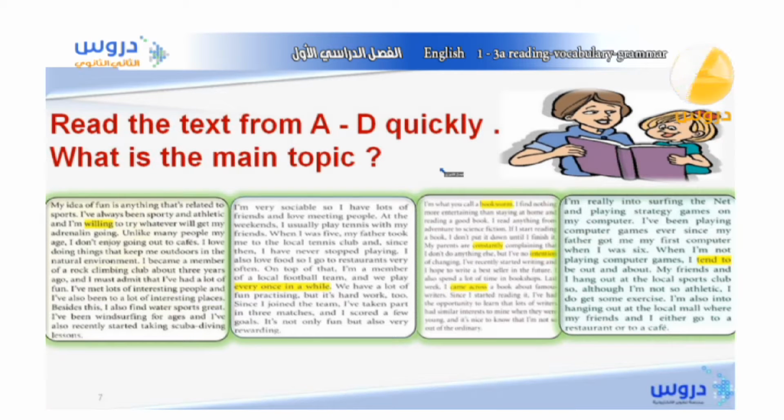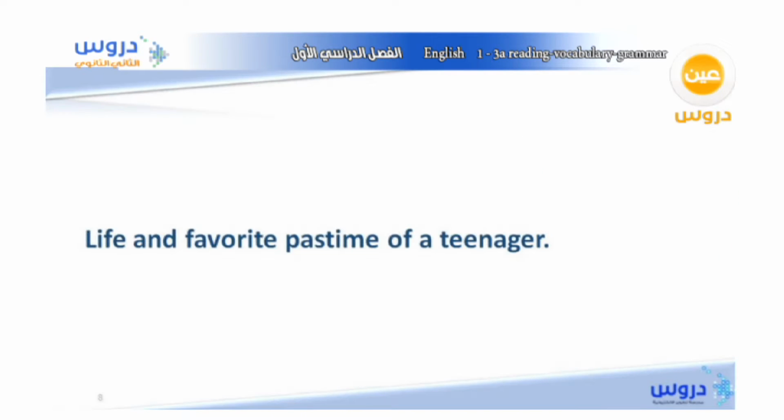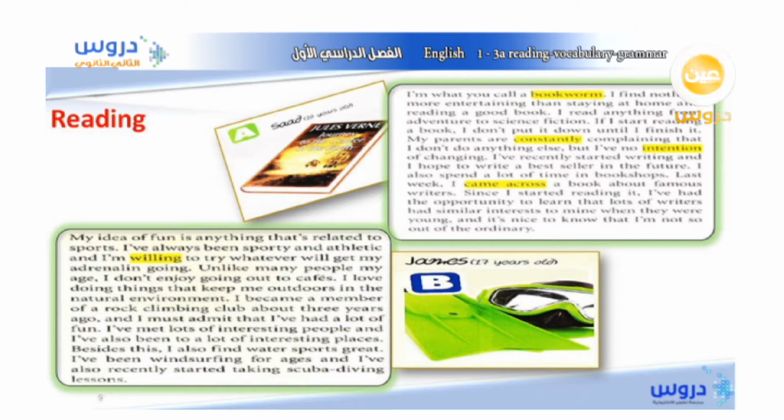This is the main topic for the previous passages, life and favorite pastime of teenagers. Now, I need you to read, but not every single word. I need you to read the whole passage as much as you can, quickly as much as you can. So we want to ask you some questions later on. But the thing now, you can see we are talking about A. Don't forget that. B. Okay, because I'm going to ask you later on about some information mentioned in A, B, and C, D as well. Okay, so now have a look at A quickly.